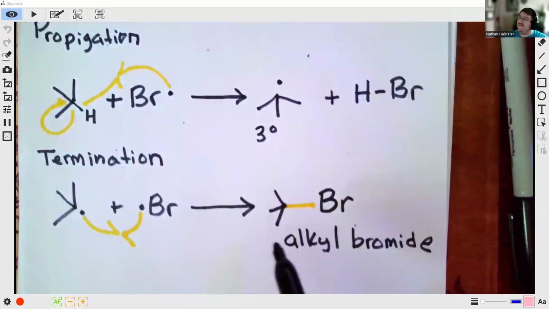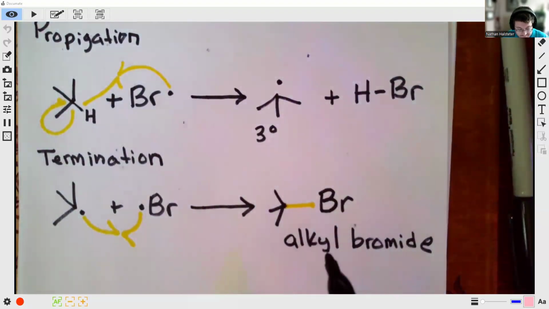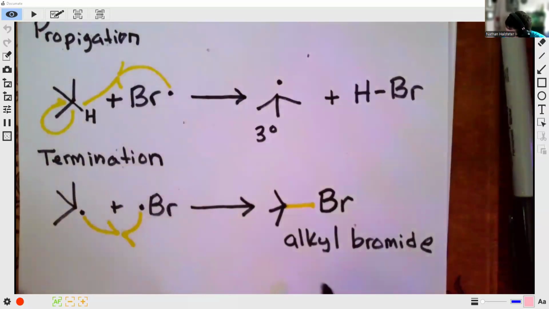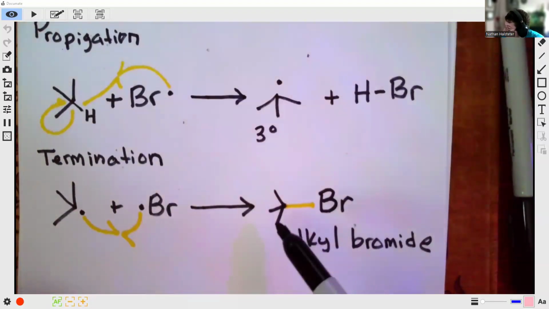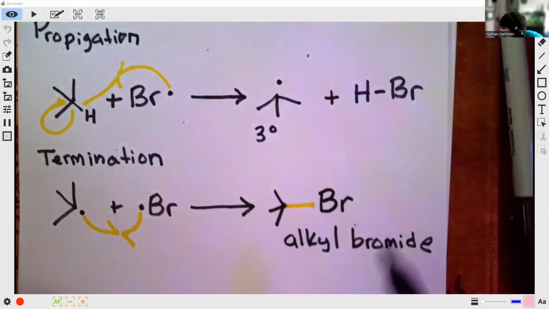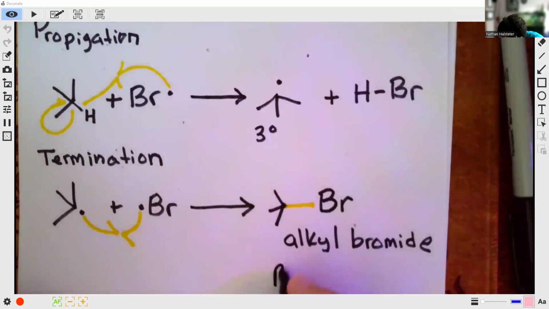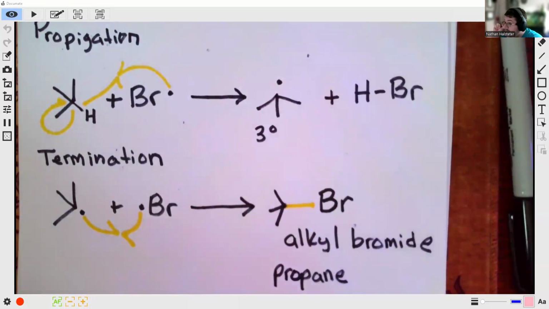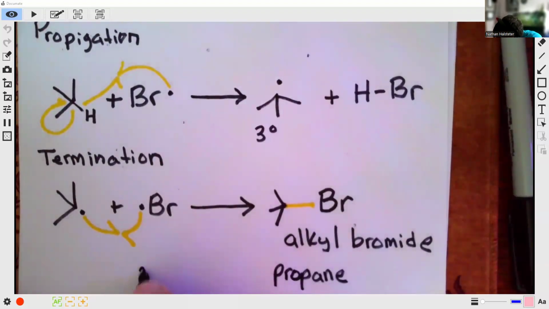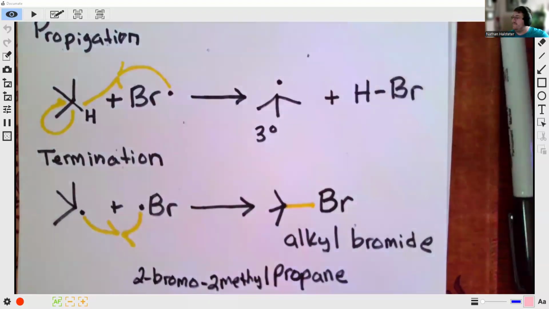Take a second and see if you can name this alkyl bromide. Go ahead, pause the video. So hopefully we found the longest carbon chain: 1, 2, 3, 1, 2, 3. No matter how you count it, it's going to be 3. So we're going to have a propane. Propane, 1, 2, 3. There must be a methyl group on 2, as well as a bromo. So bromo comes before methyl, B comes before M. So 2-bromo-2-methylpropane. Hopefully that was some good practice.